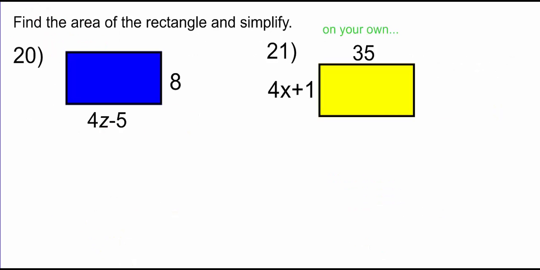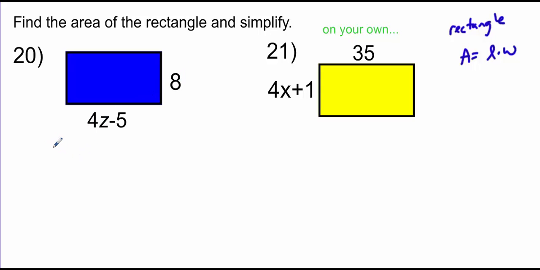We're going to look at area of a rectangle. Now remember, for a rectangle you have a little formula. I'm just going to write it over here to the right. You probably remember it, but area is equal to length times width, or you may think of it as base times height. That's the same idea. So here we go. On number 20, the problem says find the area of the rectangle and simplify.